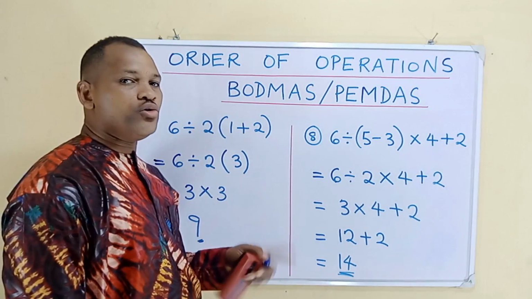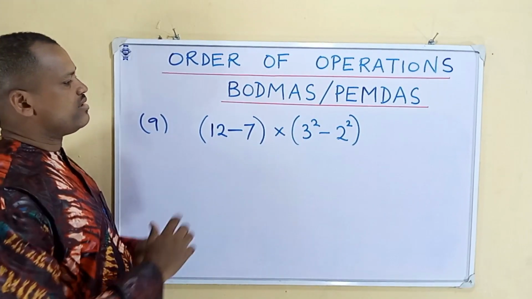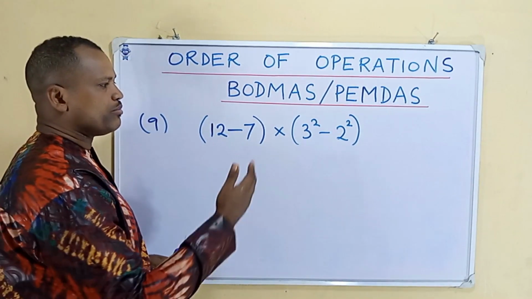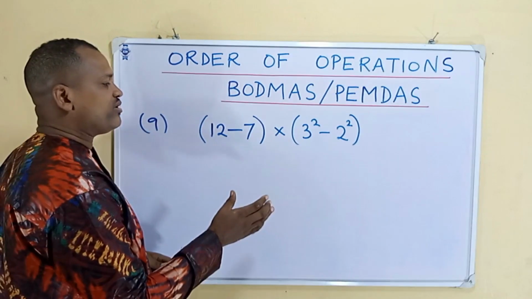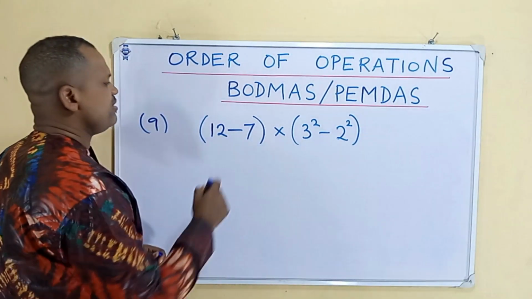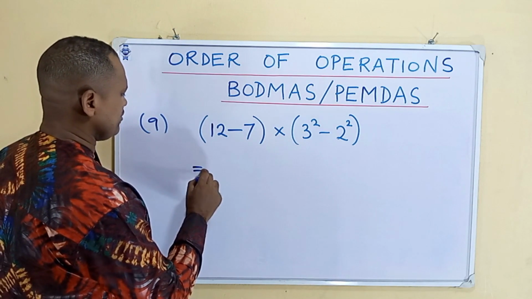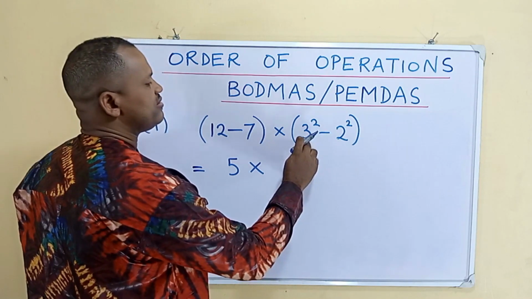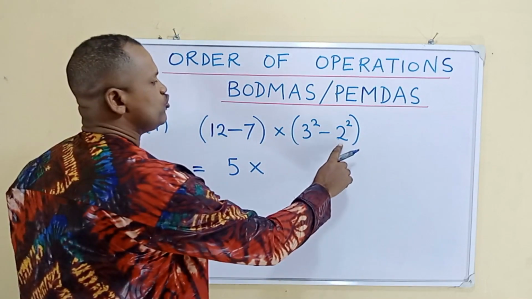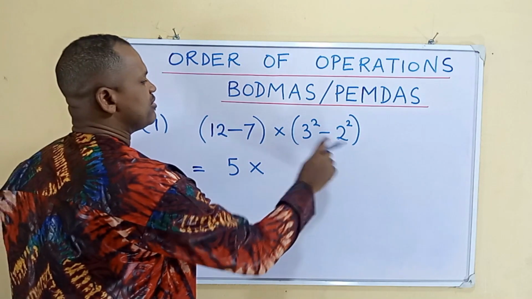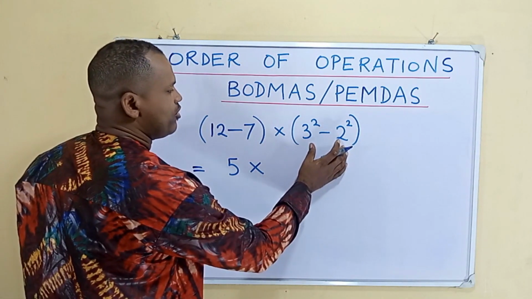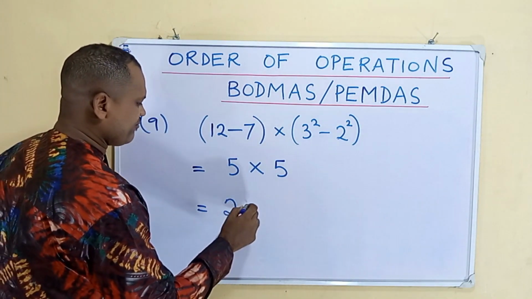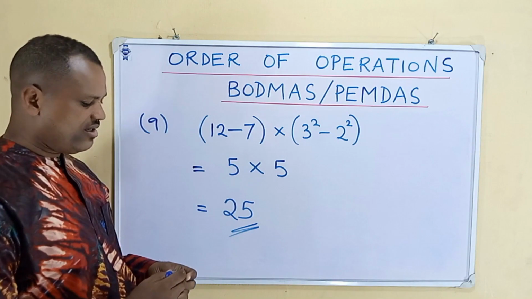One more question to go. Yes. In this last question, we have 2 brackets or 2 parentheses. Let's go ahead and solve what is in the brackets first. 12 minus 5 is 5 times 3 squared is 9. 2 squared is 4. 9 minus 4 is 5. So what is inside here is also 5. 5 times 5 is 25.